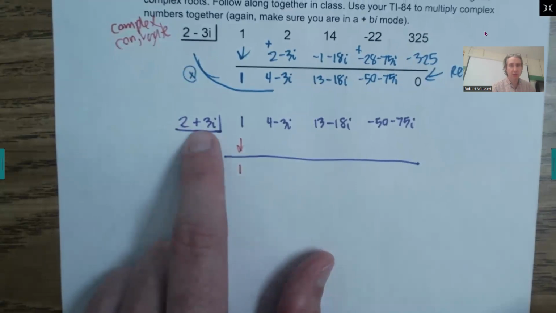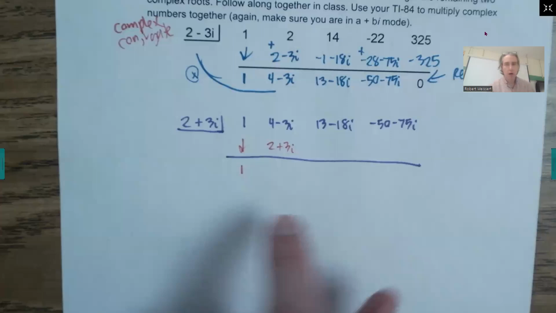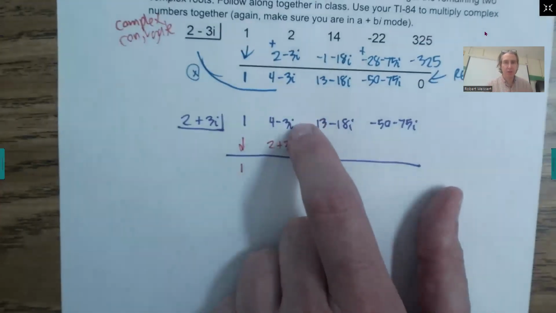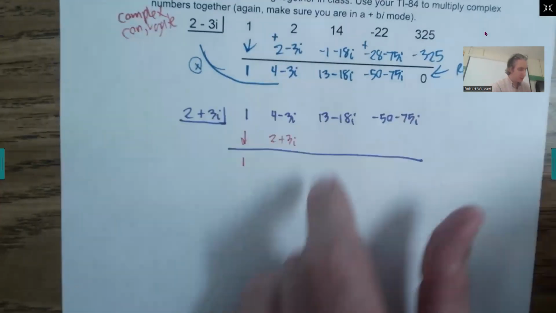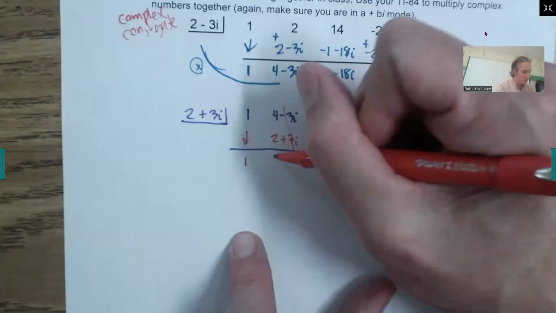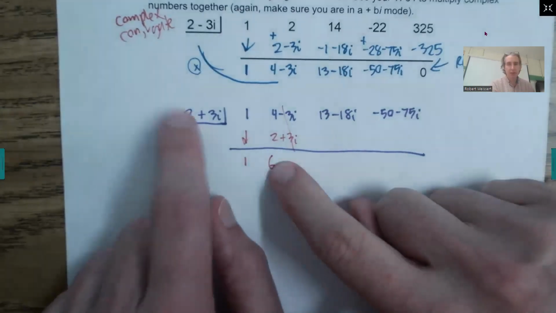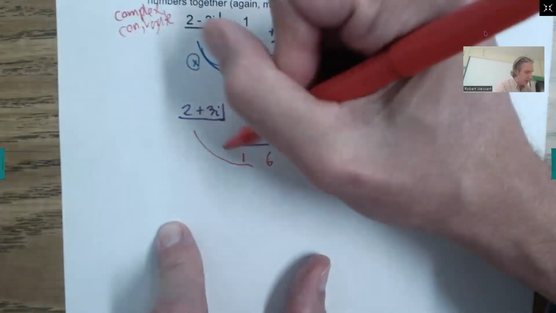1 times 2 plus 3i is going to be 2 plus 3i. In this case here, I have an i with a 3. Oh, they're opposites of each other. What's going to happen? Oh, snap, guys. Those cancel out. So that's really just 4 plus 2. That's 6. 6 is going to get multiplied by 2 plus 3i.